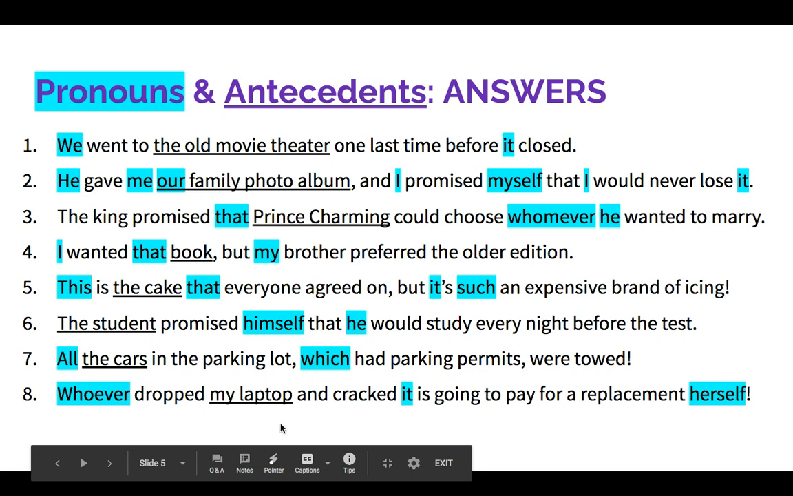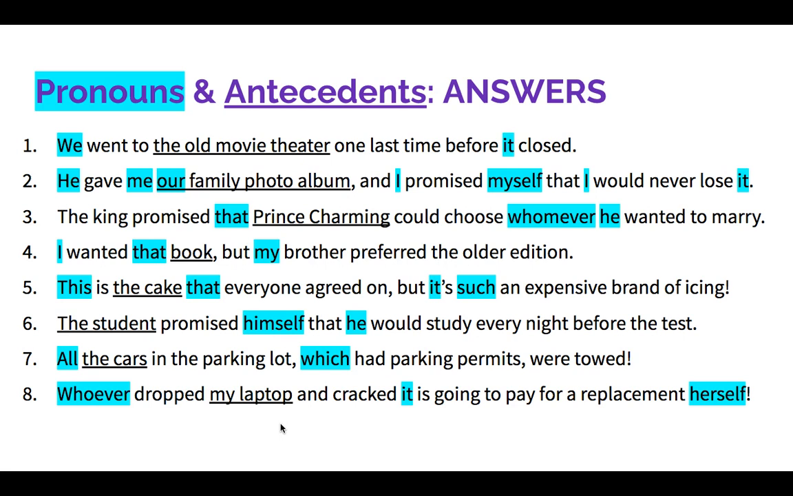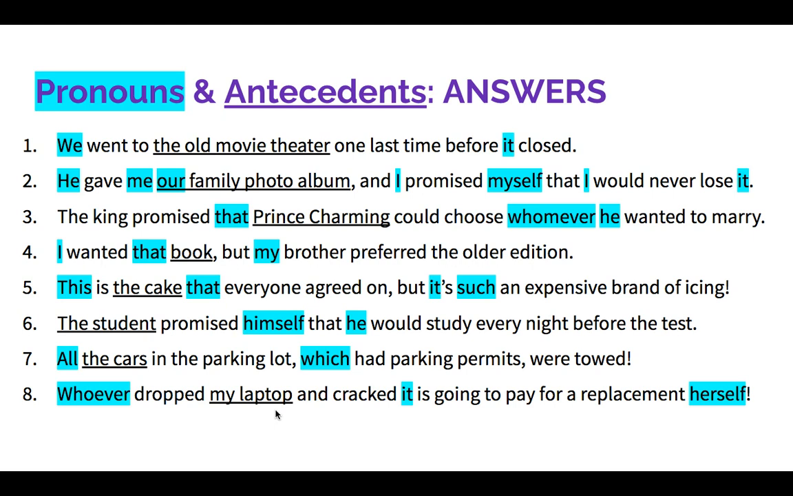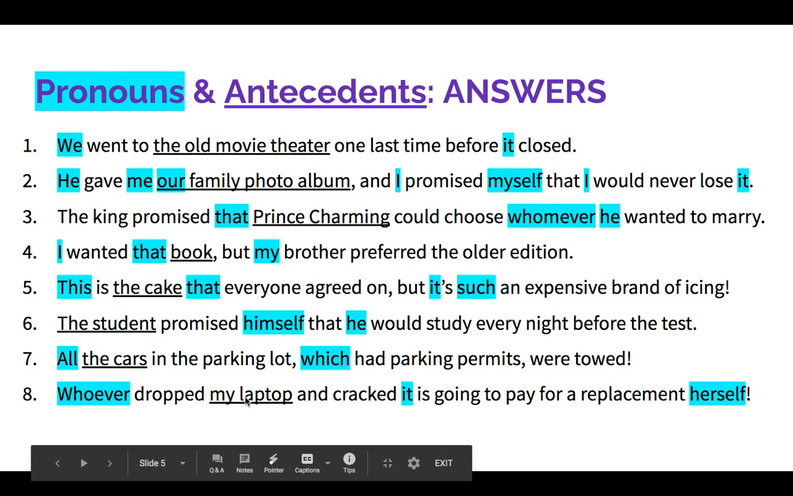All right, and finally, number 8, we have whoever, it, and herself. Whoever dropped my laptop and cracked it is going to pay for replacement herself. Well, that's pretty presumptive that it was a girl that dropped it, but either way, we have the antecedent, my laptop, which is an antecedent for the pronoun it, because it is replacing my laptop. I could also say, whoever dropped my laptop and cracked my laptop is going to pay for the replacement herself. But again, I don't want to sound repetitive, so I replaced it. My laptop is the antecedent, it is the pronoun.